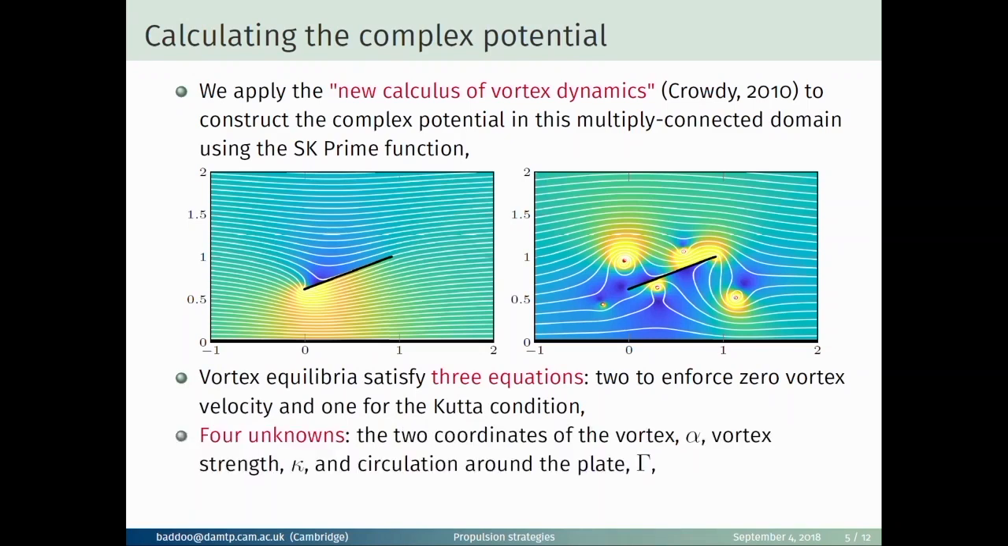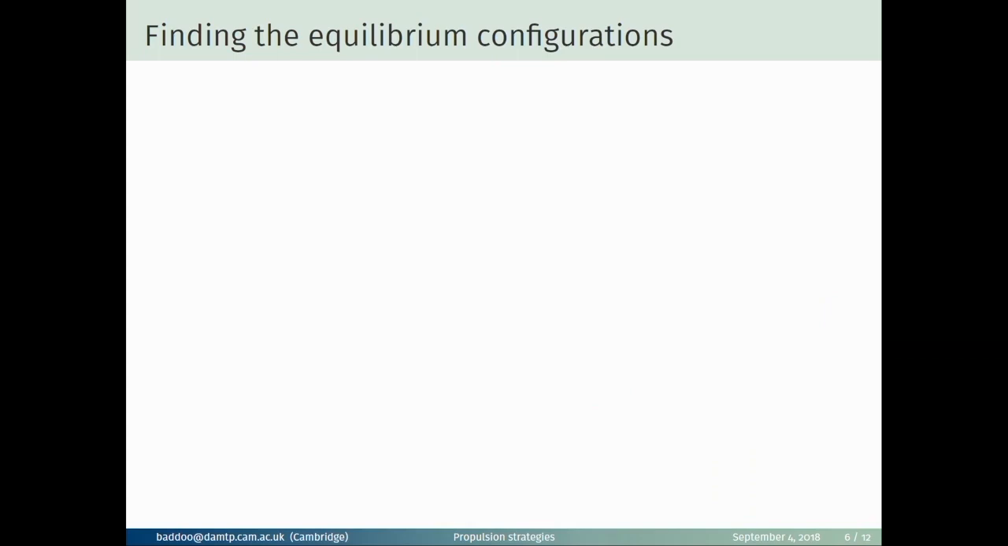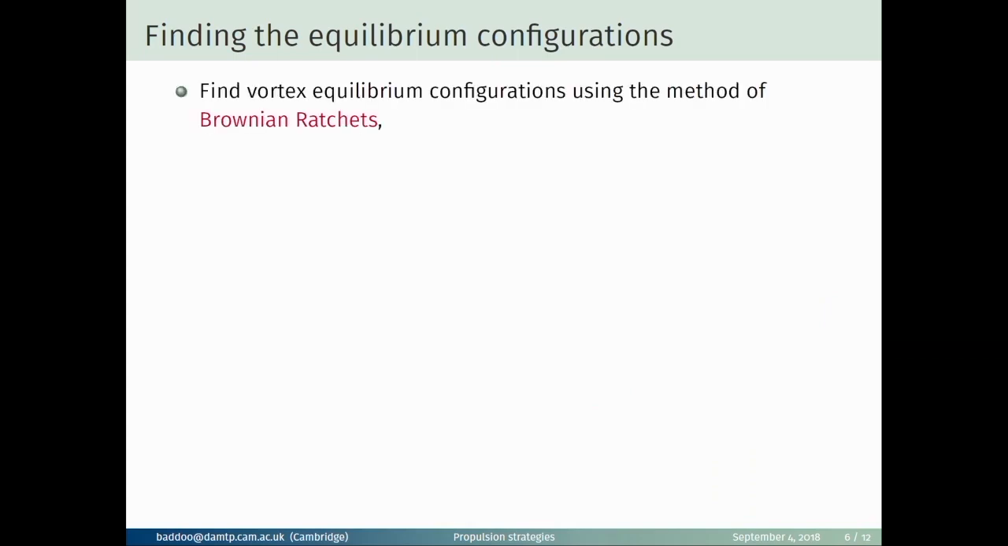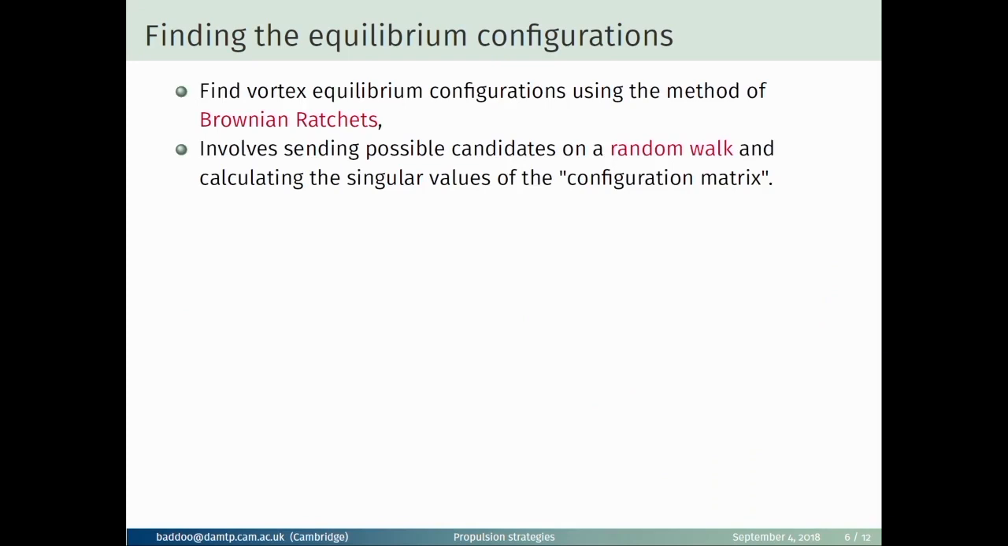We have the two coordinates of the vortex, we have the intensity of that vortex, and the circulation around the plate. And consequently, we expect there to be loci of solutions again. But actually finding these equilibrium configurations is not straightforward because we have to solve a rather complicated equation. But we overcome this by using the method of Brownian ratchets. And this is a method that involves sending possible equilibrium configurations on a random walk and calculating the variance of that random walk by using something called the singular values of the configuration matrix.